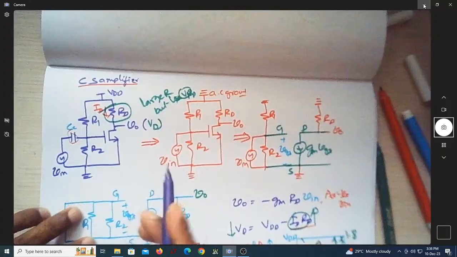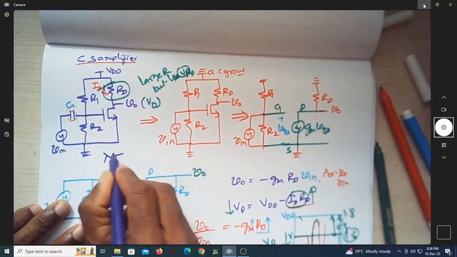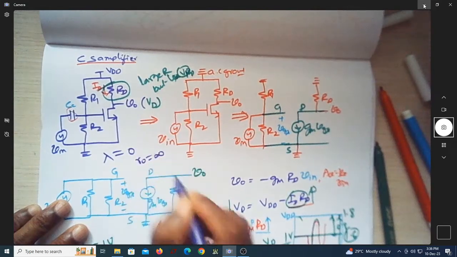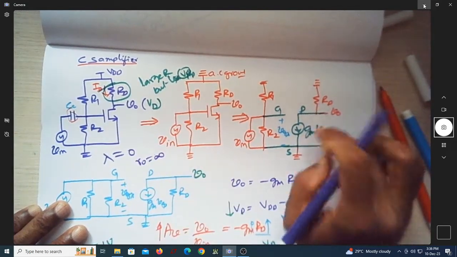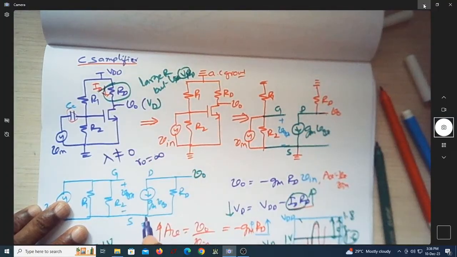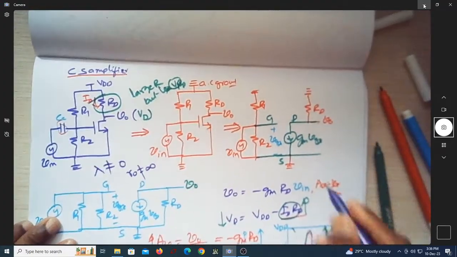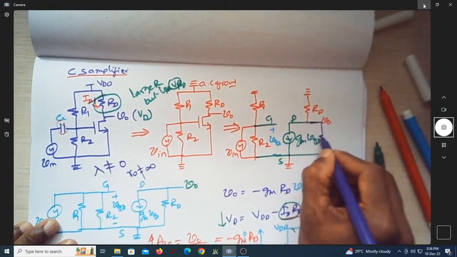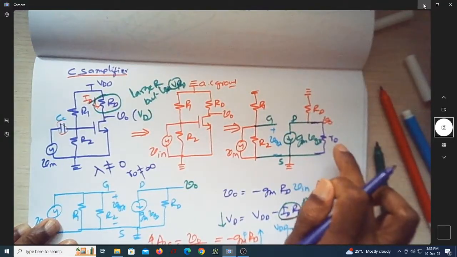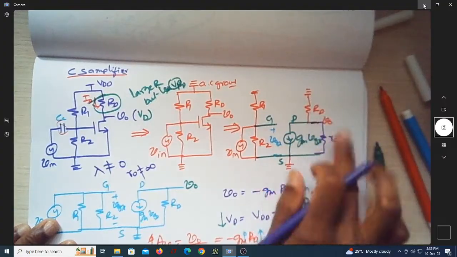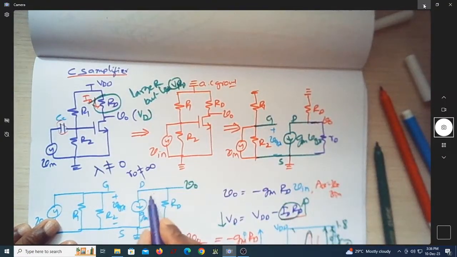Now let us do one more thing here. So far we have considered lambda as a zero quantity. Since lambda is 0, R0 happens to be infinite, so that's why we didn't represent any R0 here. Suppose this lambda becomes non-zero, then R0 is not infinite, so I have to represent a resistor R0 now. So this is the resistance associated with the current source of the MOSFET. Now I will represent this also over here. So this is my R0.